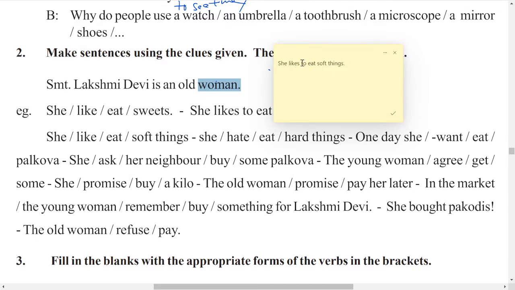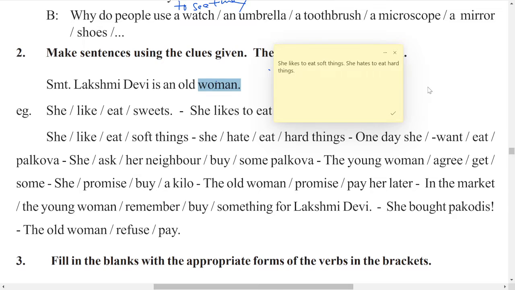Here, "to eat" is what we have to focus on. It shows the purpose. Next one, she hate eat hard things. Now what do we have to use? She hates to eat hard things. Okay, done. Now in these two sentences we have got "to eat", two statements which show the purpose.